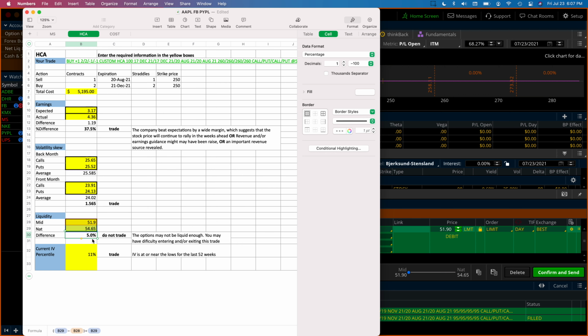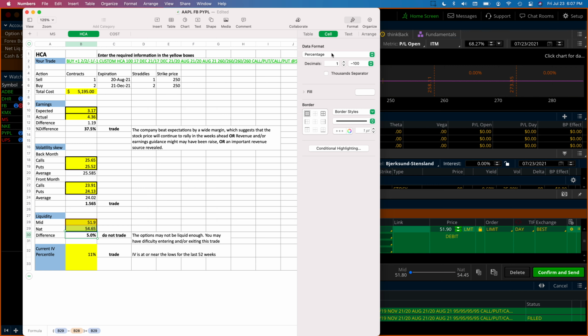54.65. The difference is 5%, so it says do not trade. That means it's not liquid. It doesn't bother me too much because we are motivated by a big difference in the earnings expected versus actual, and the volatility skew is practically nothing.